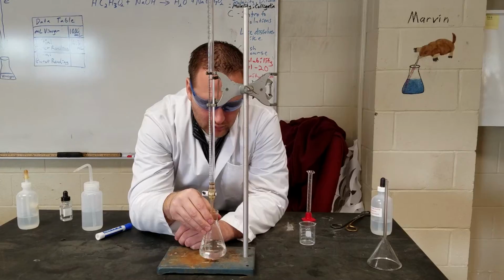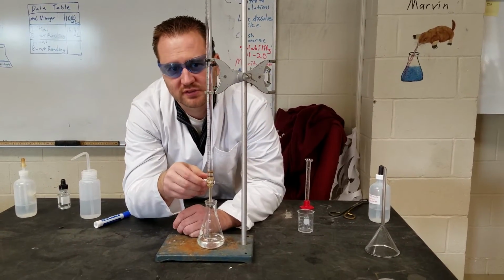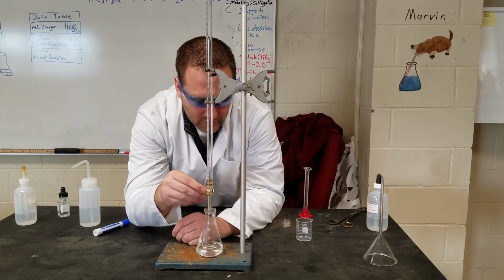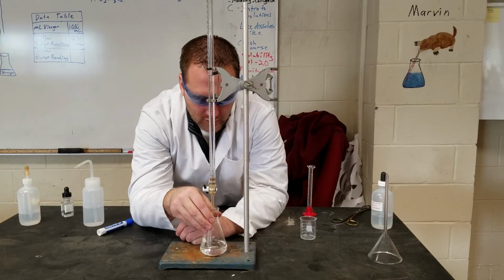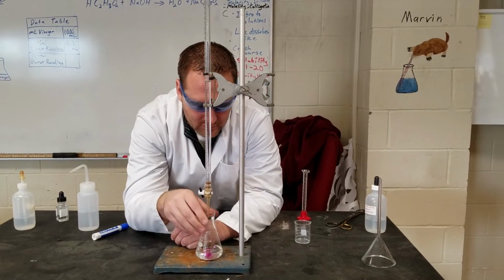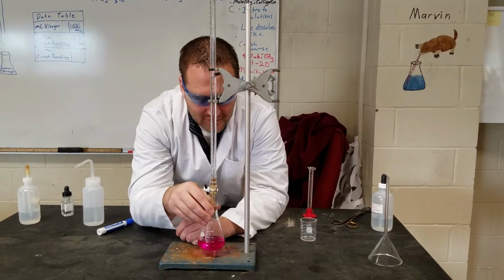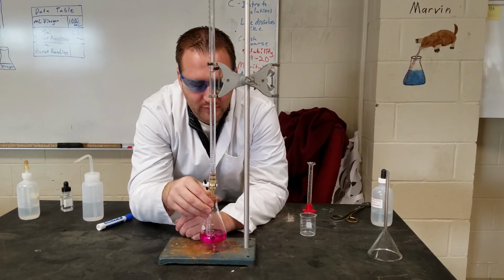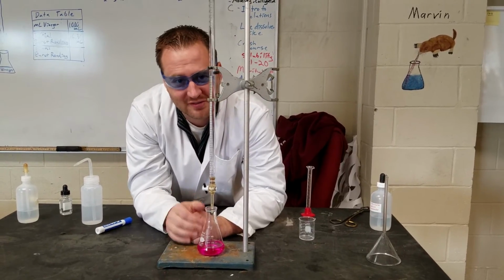Yep, almost there. Probably just a couple little more additions. Each addition, the term for it is called an aliquot. Almost. It's teasing me. And there we go. I think I slightly overshot it there, but you can see that now that the solution is basic, it is a deep pink color. It should be a slightly pink color.